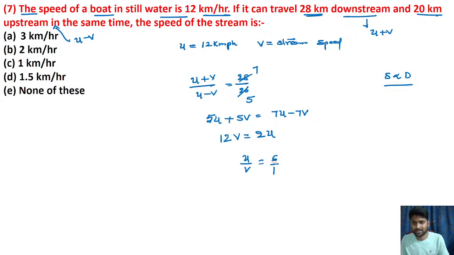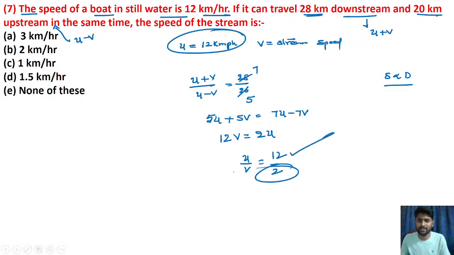Now see, 6 by 1 you can take as 12 by 2 also. Why? Because the speed of the boat is 12 km per hour. If the speed of the boat is 12 km per hour, the speed of the stream is exactly equal to 2 km per hour. You can choose that 2 km per hour is the answer. The proportionality theorem: see, speed is directly proportional to the distance. Speed is inversely proportional to the time.